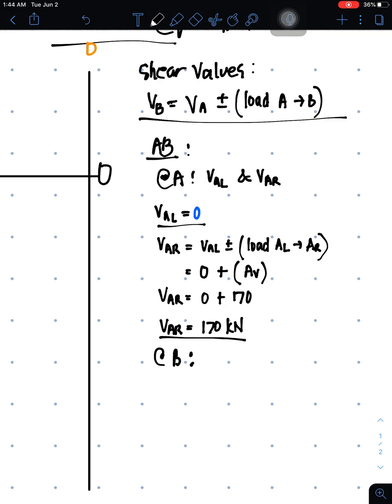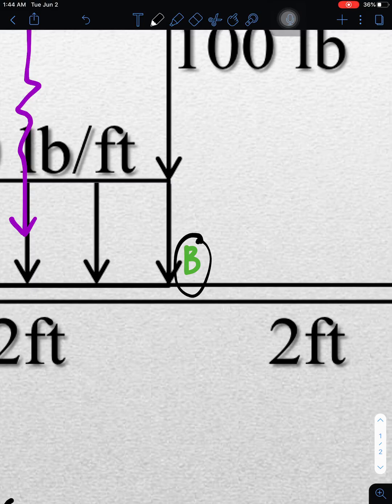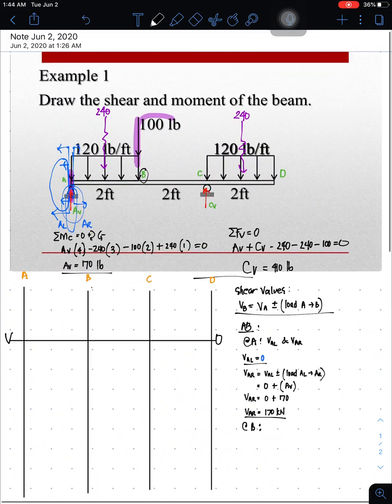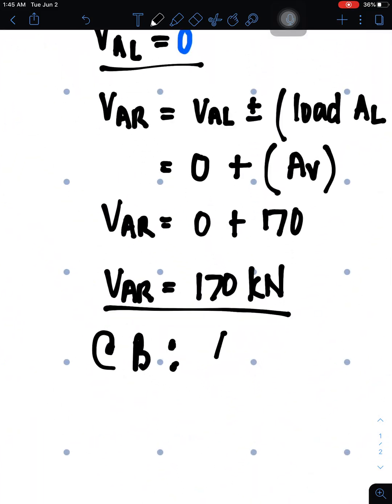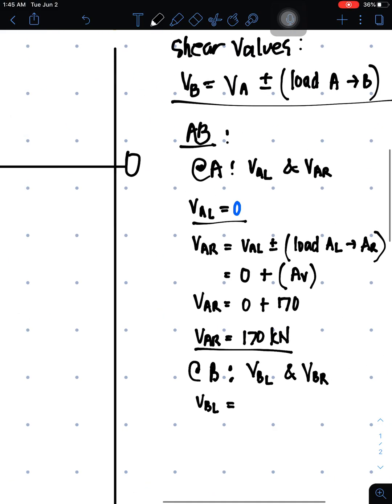At point B, is there a concentrated load? Let's look. So this is our point B, and as you can see, there is a concentrated load. Therefore, there would be two values of B, meaning shear B left and shear B right. So let's start with the shear B left.